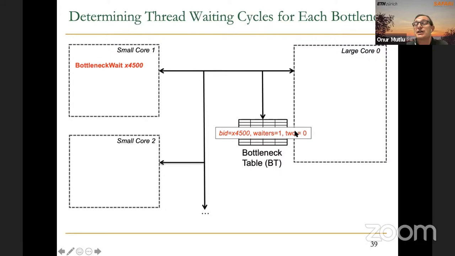Now that thread waiting cycles gets incremented as long as the small core keeps executing the bottleneck wait instruction. So as long as the small core is waiting for a bottleneck wait, that thread waiting cycles gets incremented. And if another core starts waiting for the bottleneck wait, the waiters gets incremented by one, and thread waiting cycles keeps getting incremented by the number of waiters after that, right? Okay, and that's what's happening over here.